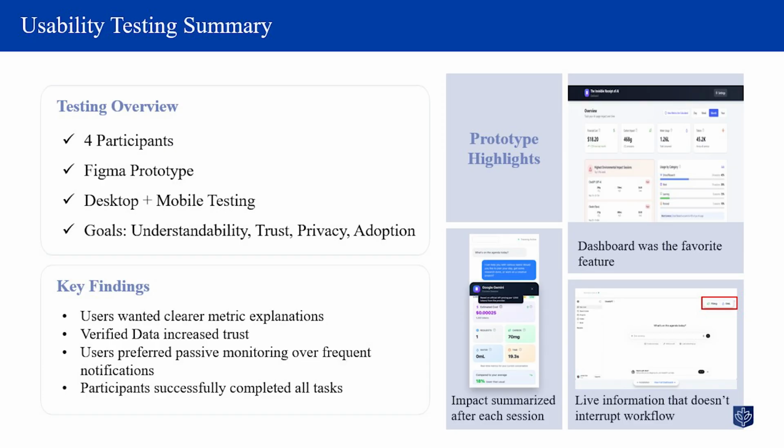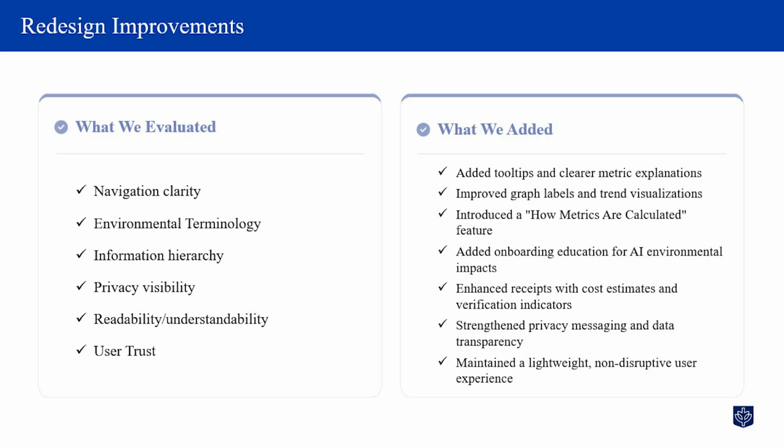However, the testing revealed several recurring themes. While users generally understood the purpose of the system, they wanted more clarity surrounding environmental terminology, dashboard metrics, audit logs, and how environmental and financial calculations were generated. Several participants expressed that they would trust the data more if the methodology behind the calculations was easier to understand.